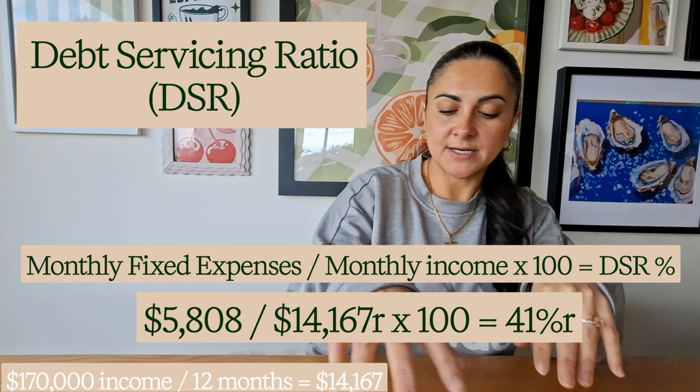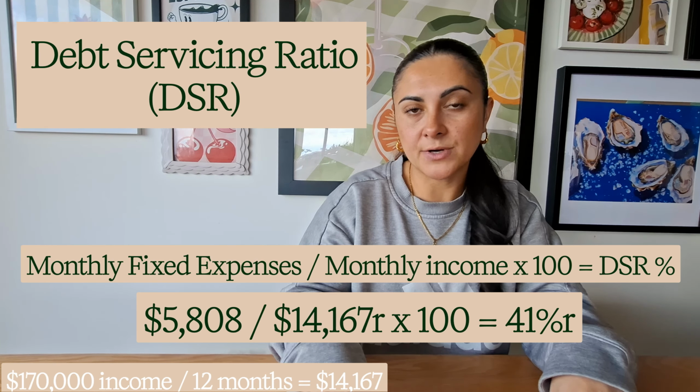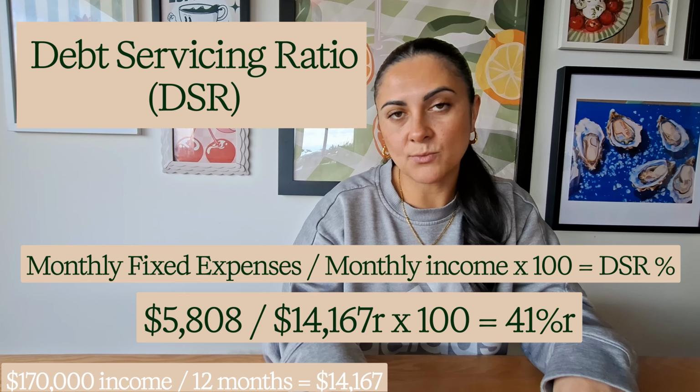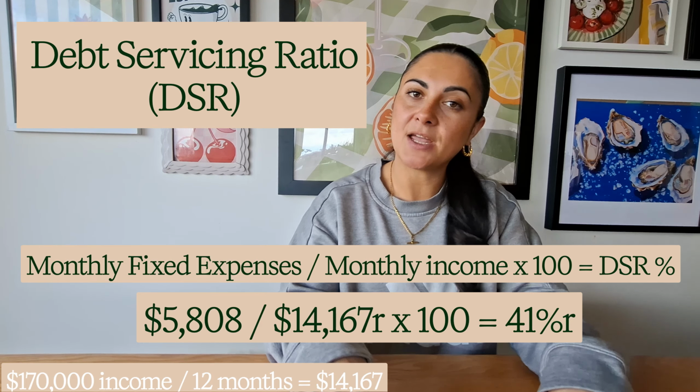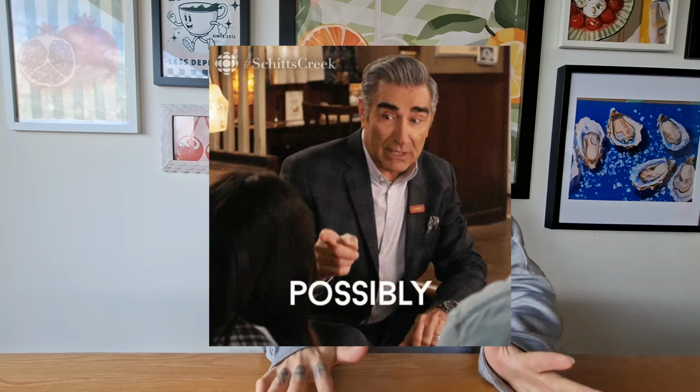And then we're going to divide it into their monthly income. Their monthly household income, which is $14,167, and that equals 41%. Will they be approved? Maybe, maybe not. Not sure. So this might be a scenario where you're like, let's try and improve our situation.